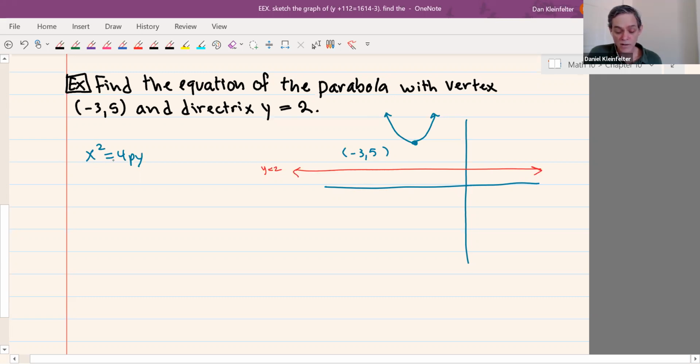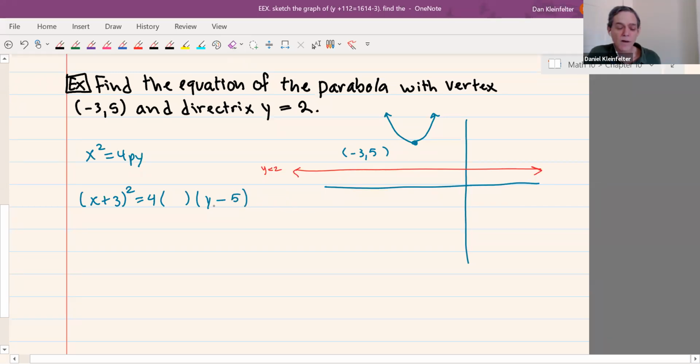Okay, so we need to adjust for where the center is and also figure out what the p is going to have to be. So let me go ahead and figure out the p part first. Actually, let's put in the center part first. It was left shifted by 3, right? So the vertex is at (-3, 5). That's a left shift of 3. So that would have to be (x + 3) squared for the left shift of 3. And then 4p, and then for y, it was upshifted by 5. That'll have to be y minus 5.